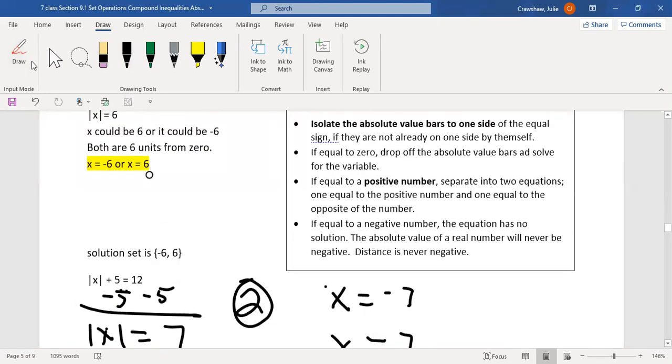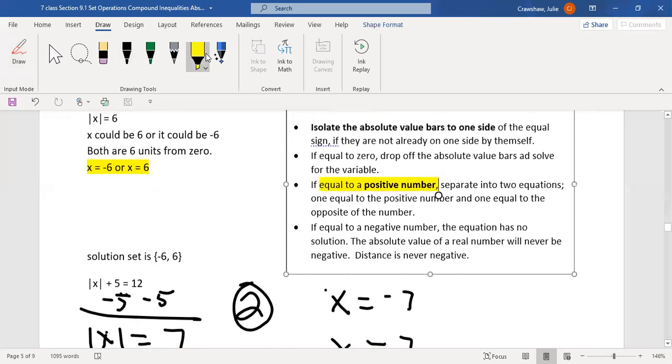So the clue is, if your absolute value bars are equal to a positive number, you're going to separate it into two different equations, and you're going to get two different answers. Now, if your absolute value bars are equal to 0, that means you're only going to have one answer. And if, for whatever reason, you ever got the absolute value to equal a negative number, by definition, the absolute value of a number can never be negative. So if you had the absolute value of x equals -2, you would simply have no solution, because there are no values that absolute value bars will equal a negative number.